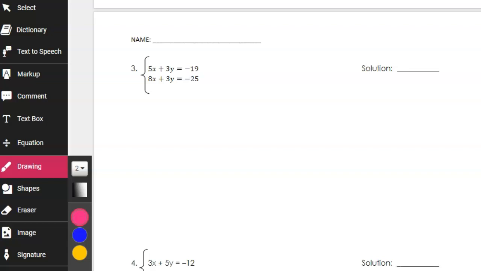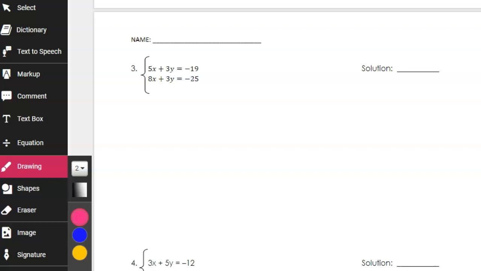Yes, we got lucky. Everything has been aligned in all 3 of our examples so far. X's, Y's, equal signs, and constants are all aligned. Now I want to see if I have opposite coefficients. The x coefficients are 5 and 8. Those aren't opposites. The y coefficients are 3 and 3. Those aren't opposites, but they're pretty close. In order for them to be opposites, one has to be a +3 and one has to be a -3.